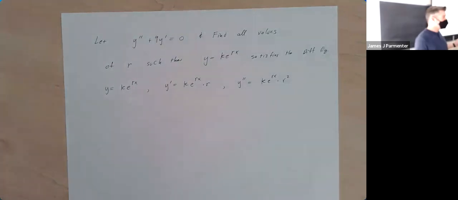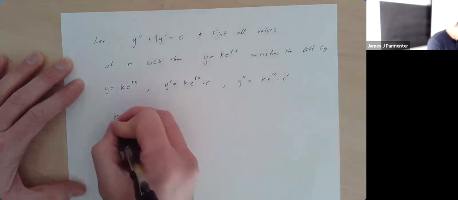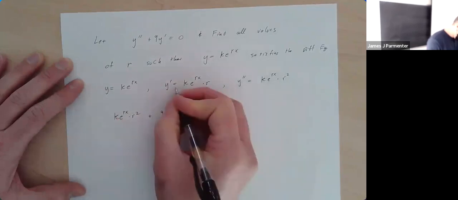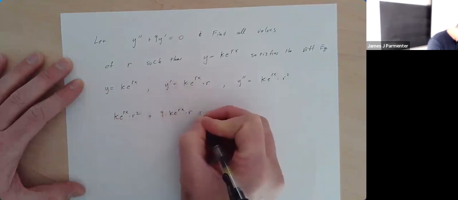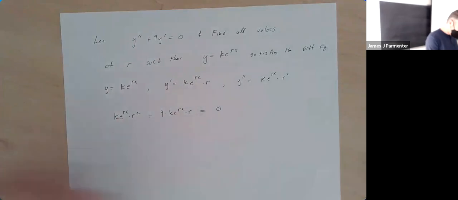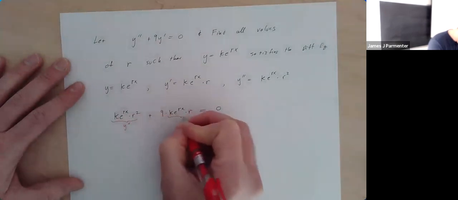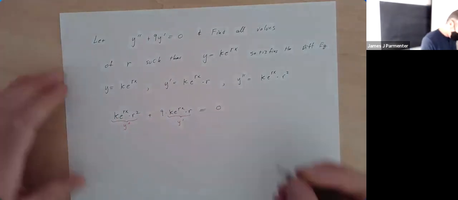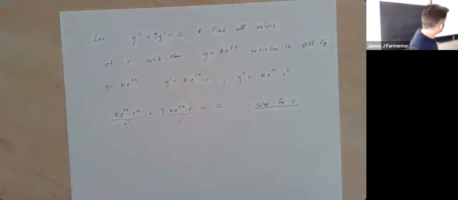And then I'm going to plug those into my differential equation to see if I can figure out what r has to be. So I'm going to plug in y double prime: k e to the rx times r squared, plus 9 times y prime, so 9 times k e to the rx times r, equal to 0. This is my y double prime, and y prime. So now we're trying to solve this. Specifically, we want to solve for r.